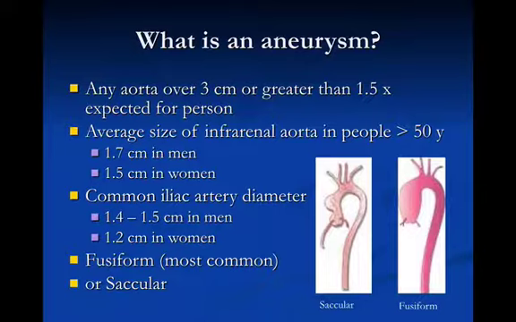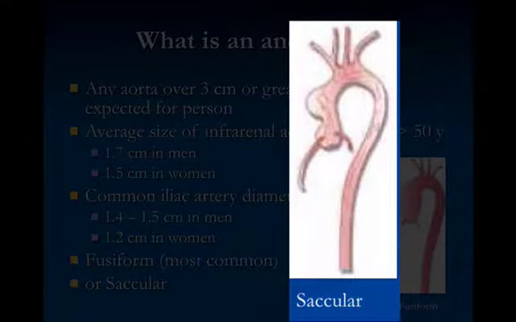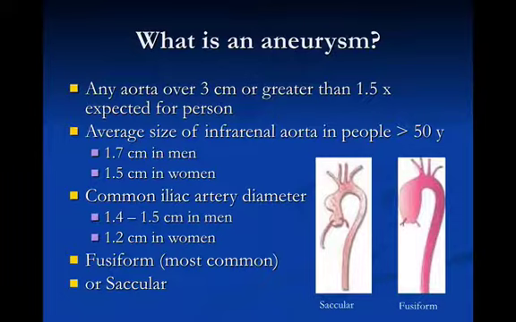90% of our aneurysms are fusiform. They are by far the most common type, and you can see the picture on the right depicting that. Saccular are much less common, and that is a focal dilation of the aorta.